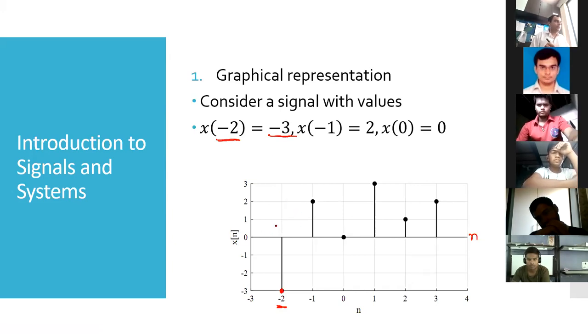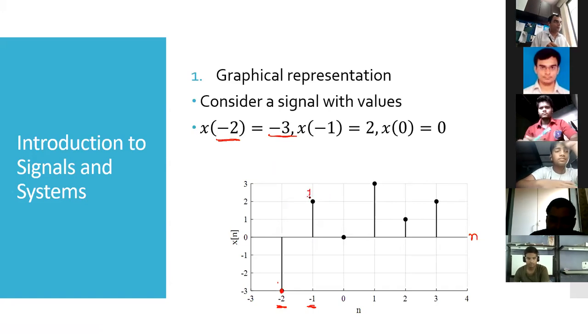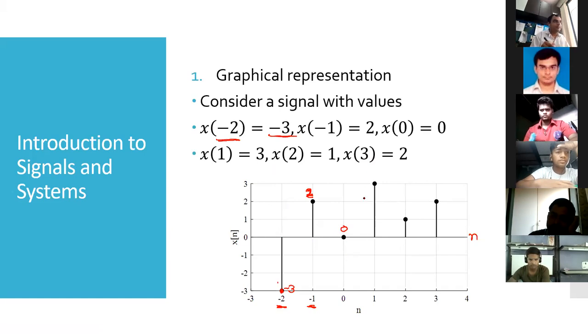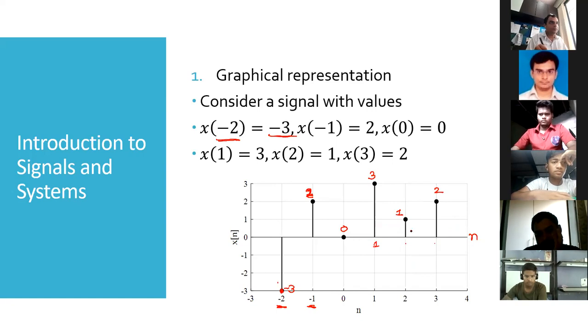So at -2 instant, we have a value -3. At -1 instant, we have a value, sorry, 2. At 0, we have a 0 value. Fine. Similarly, at 1, we have a value 3. At 2, we have value 1. And at 3, we have value 2. Okay. This is called graphical representation because we are drawing a graph.